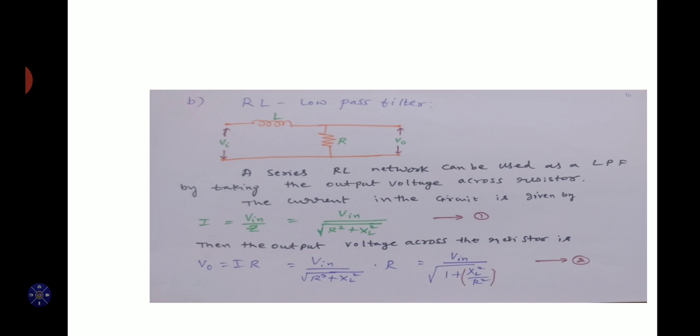The second low pass filter is the RL low pass filter. See the circuit diagram for the RL low pass filter. Inductor and resistor are connected in series. Inductor is connected to the input terminal. So the output we have to measure across the resistor R.